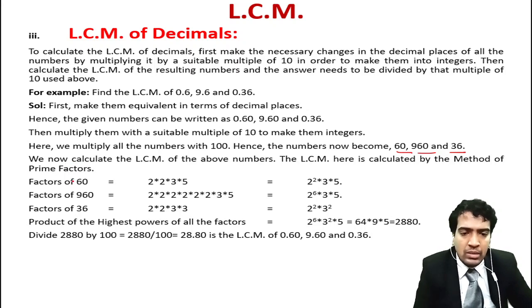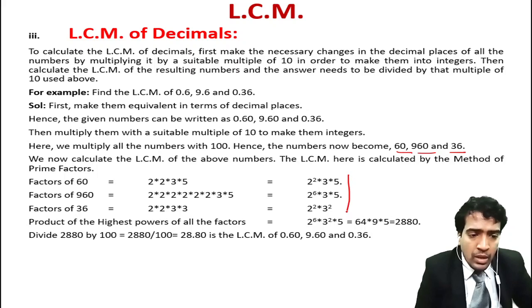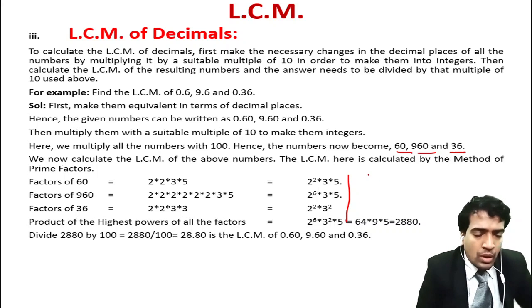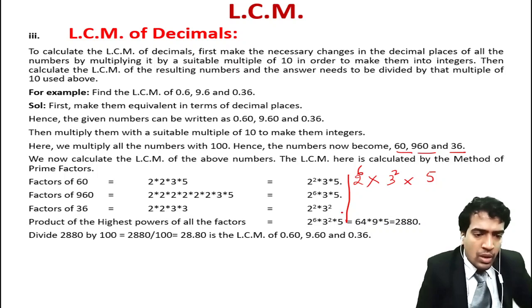Now reduce them into factors. This is 2 square into 3 into 5. This is 2 power 6 into 3 into 5. This is 2 square into 3 square. So, what is the LCM here? What are all the distinct factors? 2 is a factor, 3 is a factor, 5 is a factor. What is the highest power of 2 here? 6 is the highest power of 2. What is the highest power of 3 here? 2 is the highest power of 3. What is the highest power of 5 here? 1 is the highest power of 5. So this will be 64 into 9 into 5.